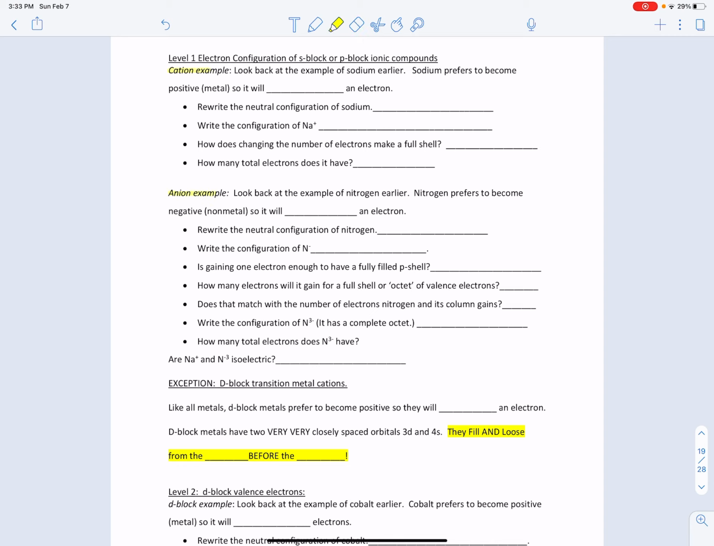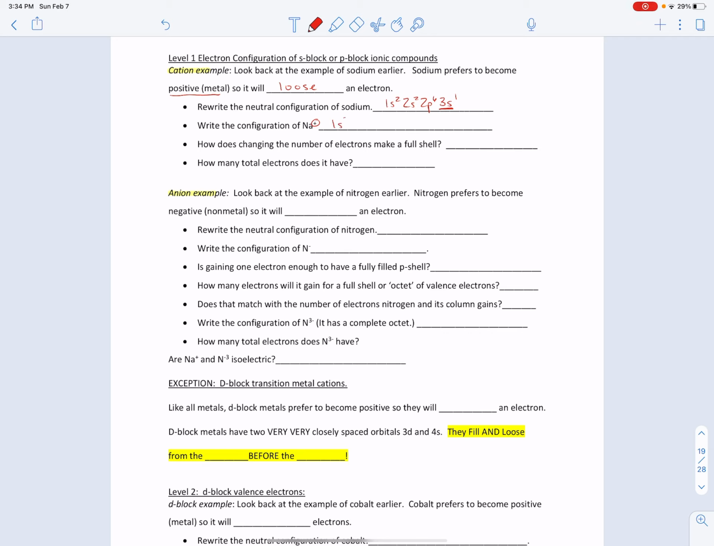So we're going to go back to sodium. We already did sodium's configuration earlier. Sodium is a metal and it prefers to become positive, so it will lose an electron. Sodium's configuration, I'm going to write it out all the way, was 1s2, 2s2, 2p6, 3s1. To make it positive, it's going to lose an electron from the highest shell, which is the 3s.